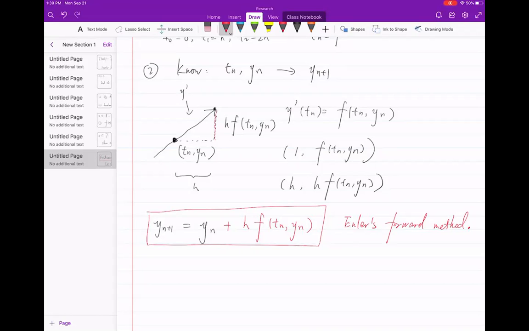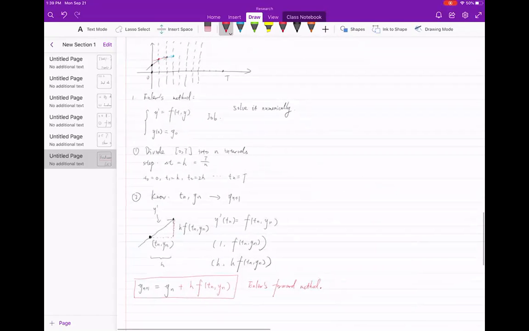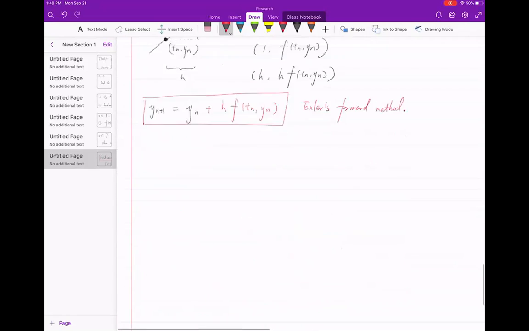Okay, before we go ahead and give you the examples, any questions so far? Do you understand what I wrote here basically captures what we just want to do in this graph? Questions? Cool. So that's the Euler's method.